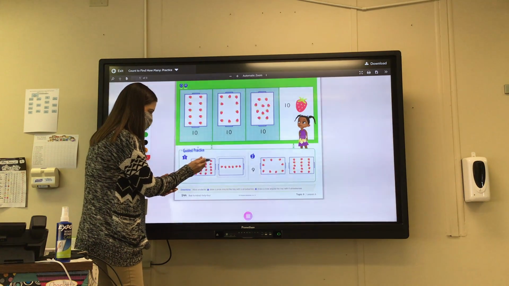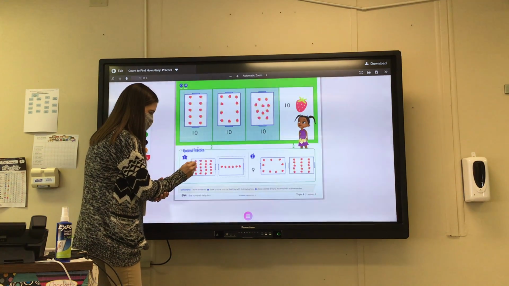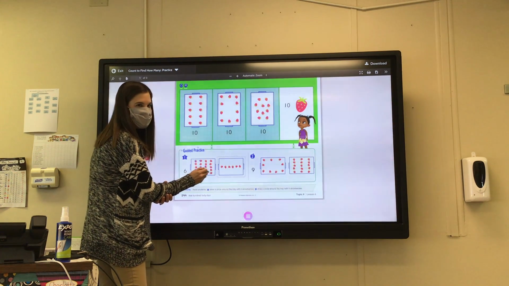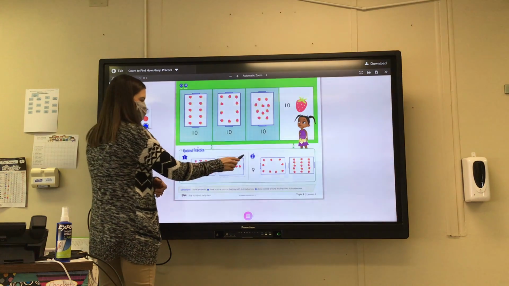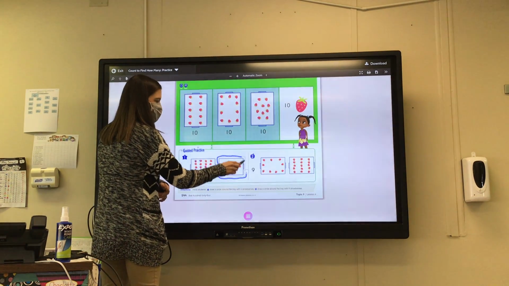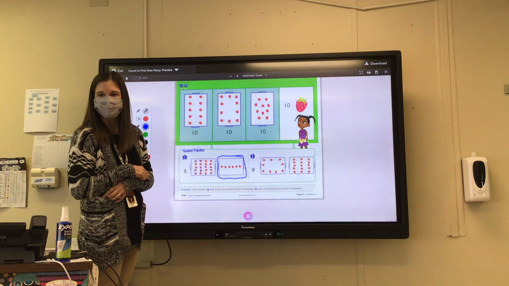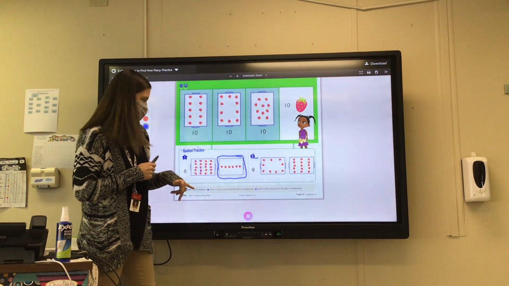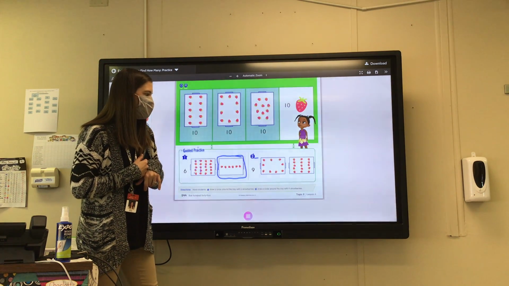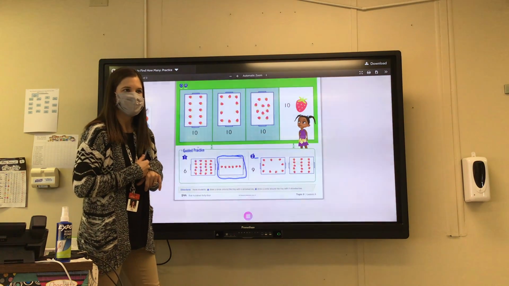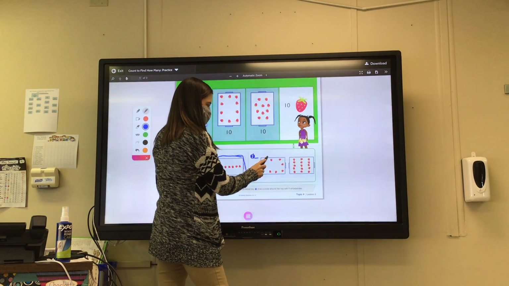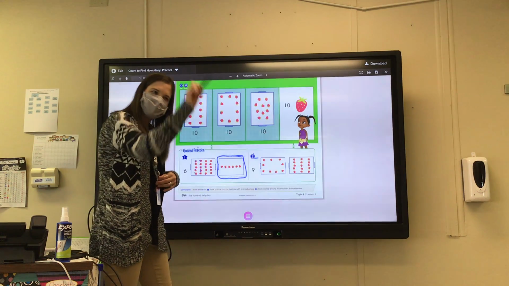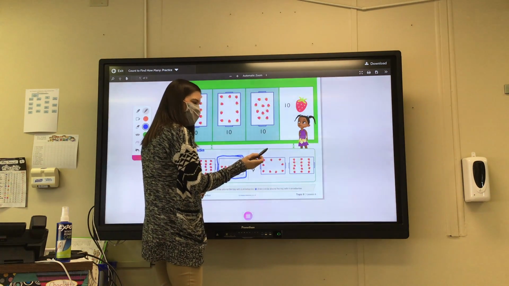I wonder how many are on this tray. 1, 2, 3, 4, 5, 6, 7, 8, 9, 10, 11, 12, 13, 14, 15. So we want to circle the tray that has 6. So put a circle around the tray that has 6. And then look at number 2. Draw a circle around the tray with 9 strawberries. Remember, you can put a little mark on them if it's hard to count when it goes in a circle, so you remember which one you started with.